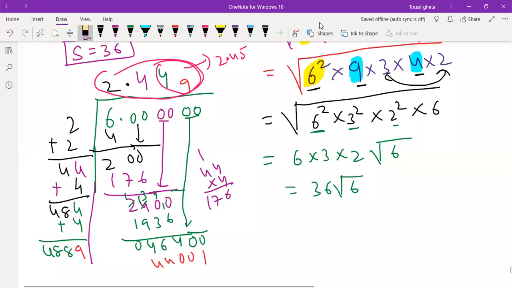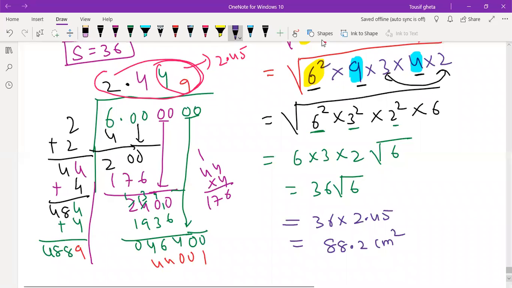Final answer we will get: 36 into root 6 is nothing but 2.45 multiplied. What will be the answer? Let me know. If you multiply, you will get 88.2 centimeters square, right? But this is the area of one tile.